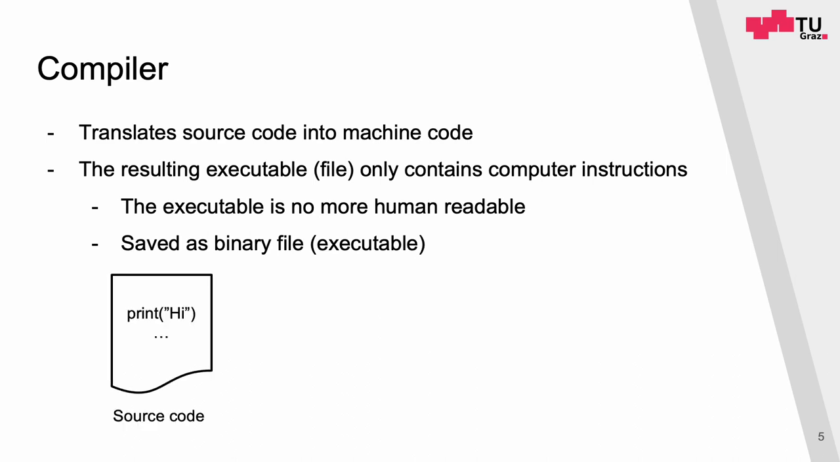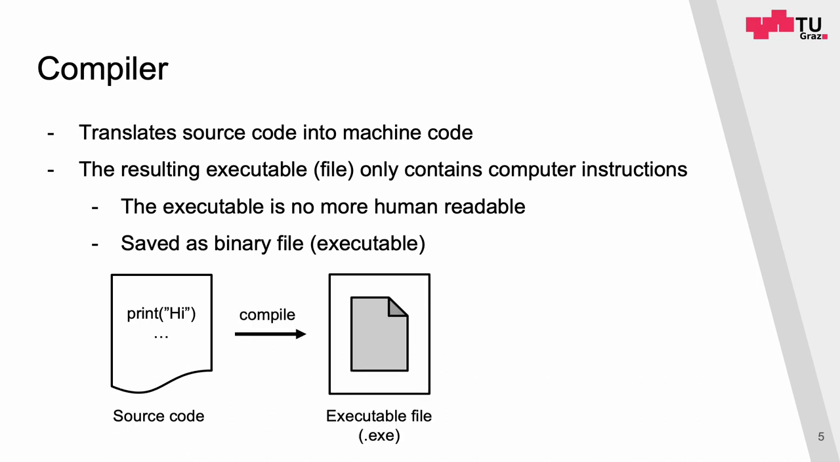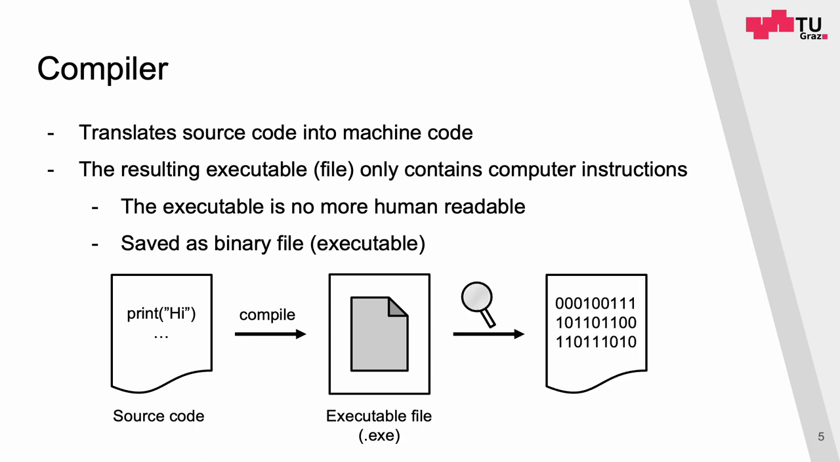For example, if you have your source code file, which contains a simple print statement which just prints out hi on your computer, and you compile it, the compiler creates an executable file on your hard drive. For example, if you're using Windows, it creates an .exe file. And if you then open this exe file in a text editor, it just shows you some strange characters, which you cannot read.